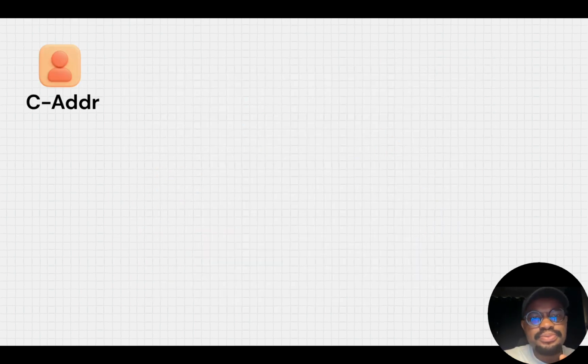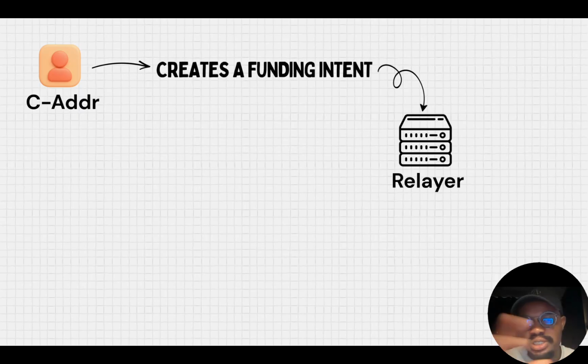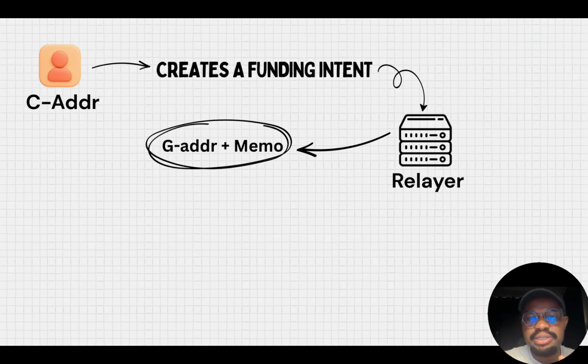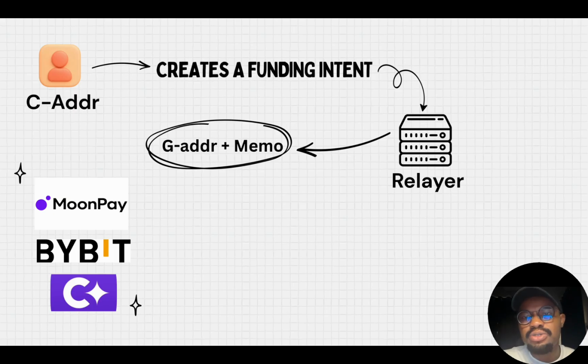So let's say a user needs to fund their smart account. The user opens the funding intent, the backend asks the relayer for a short-lived deposit session, and the relayer then returns the pooled address and the memo. Just like how the current on-ramp and SEX withdrawals work, they need an address and the memo.